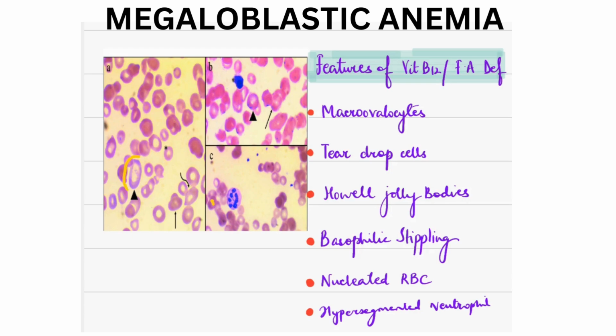These big cells are called macrovelocytes. Now these macrovelocytes, along with hypochromia, I can see that there's a lot of white color inside. So there's hypochromia as well. So macrocytic, hypochromic. Now there is a teardrop cell as well. So we report teardrop cell.